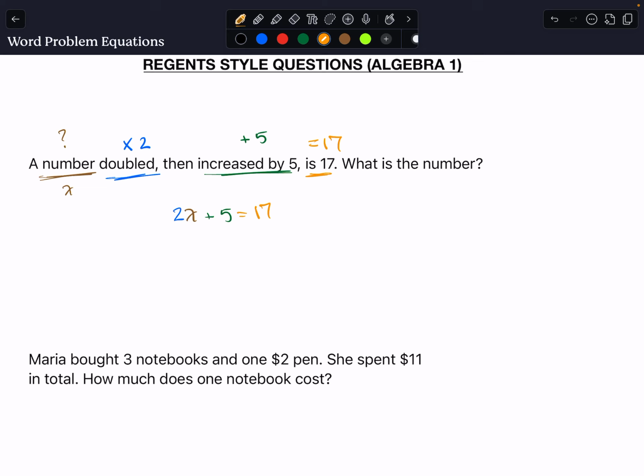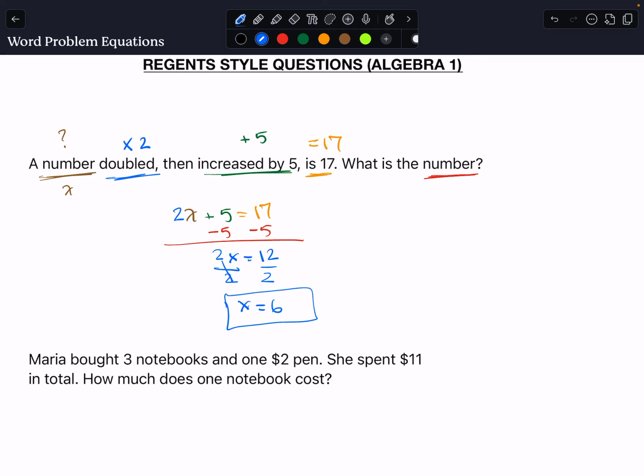But the question is not asking for the equation, it is asking for the number. So since it asks for the number, we then arrange it to solve for X. Minus 5, minus 5, 2x equals 17 minus 5, 12. Divide by 2, divide by 2, x equals 6. The answer for this question is 6. 6 is the number that we were looking for.